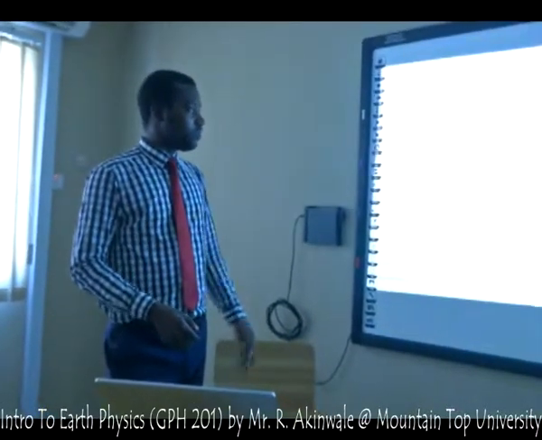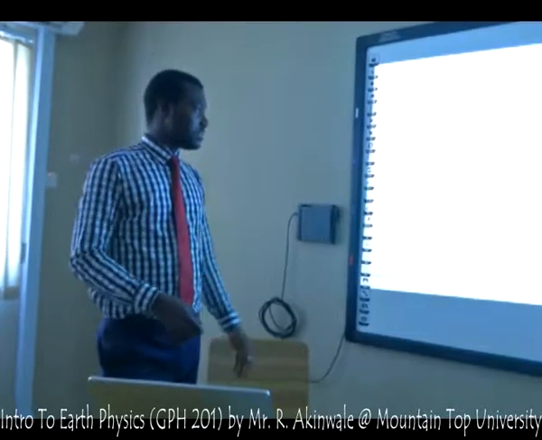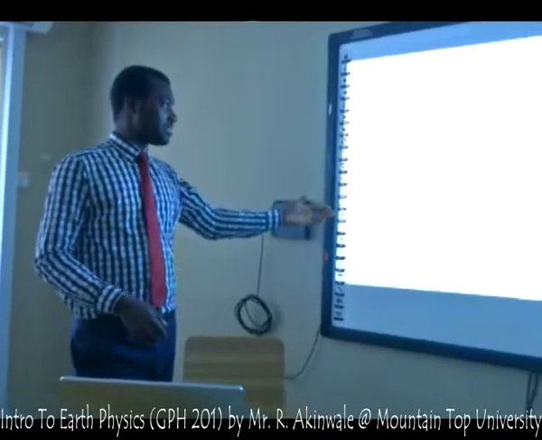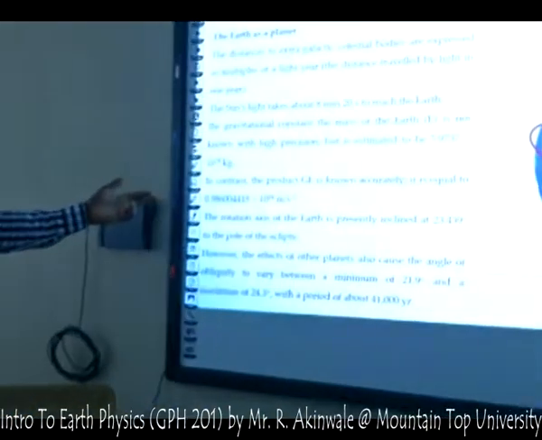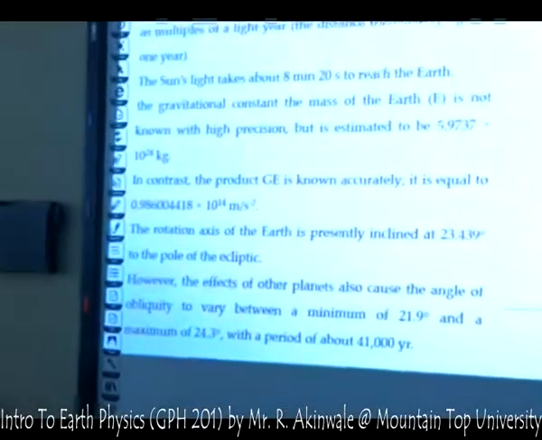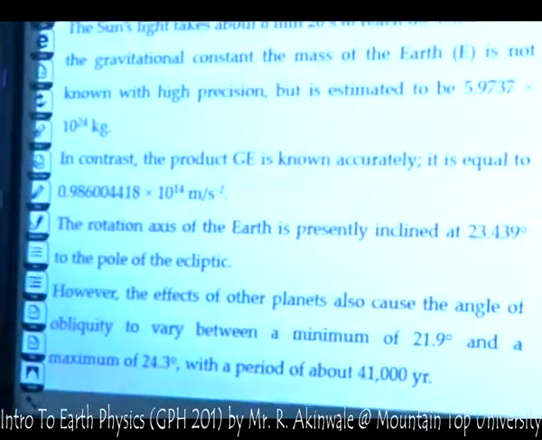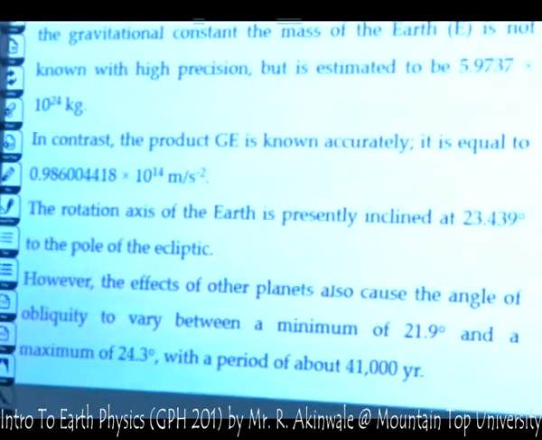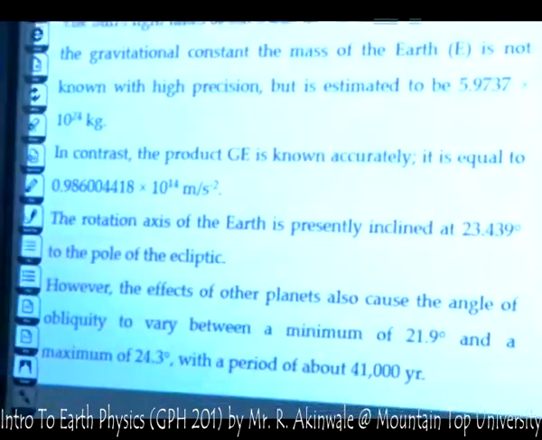Now, looking at that, we have other properties, such as the mass, which is 5.97 times 10 to the power 24 kilograms. We have the gravitational eccentricity of about 0.986, which is similar to the gravitational acceleration of 9.8. There's a way you compare this mass and this, then you come up with that.